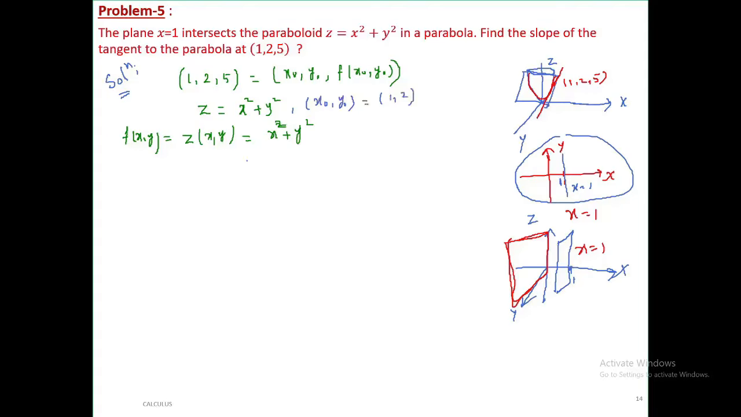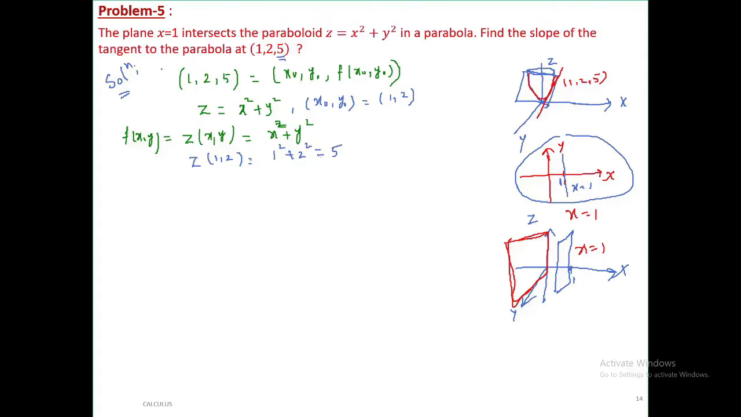Substitute 1 comma 2, what do you get here? So z of 1 comma 2, x naught, y naught, I am substituting. x naught, y naught is 1 comma 2, then 1 square plus 2 square. How much is it? 5. Look at 5, I am getting here. 1 comma 2 comma 5. That's why it is x naught comma y naught comma f of x naught, y naught. Okay, it is clear now.